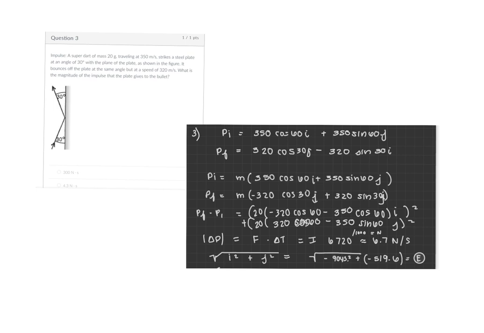6,720. Now we divide this number by 1,000 so that we can convert it into newtons, and we're left with 6.7 newtons per second, and that's our answer.